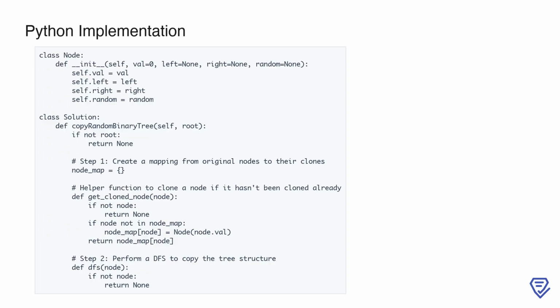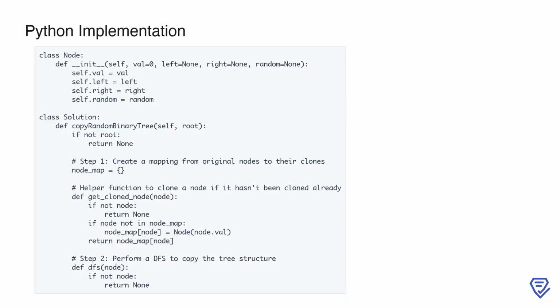The first step is to handle the edge case where the root is null, in which case we simply return none. Next, we create a dictionary called node_map to keep track of the mapping between original nodes and their corresponding cloned nodes. This ensures that each node is cloned only once.